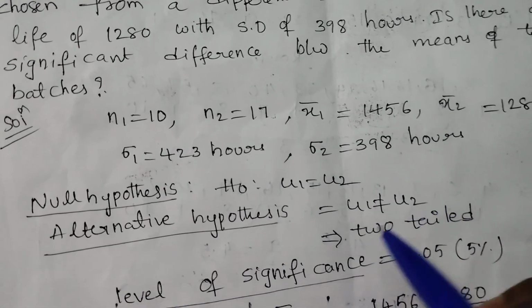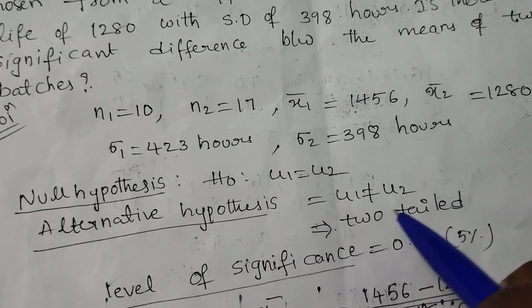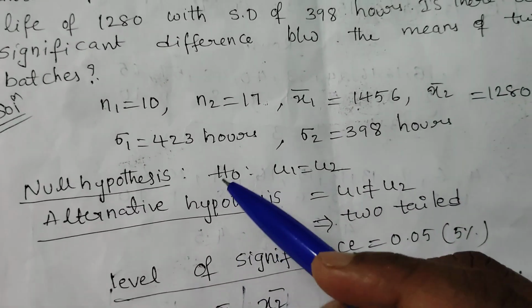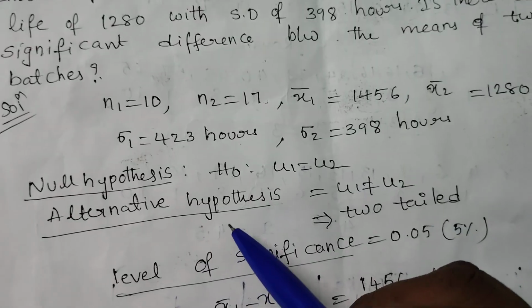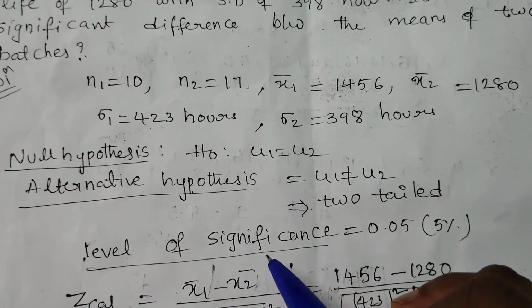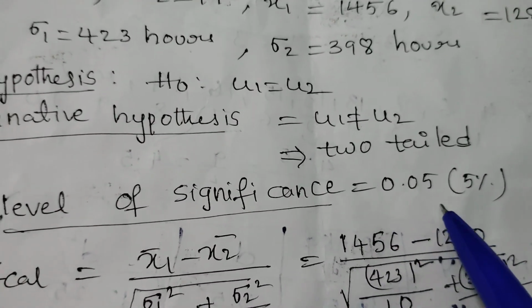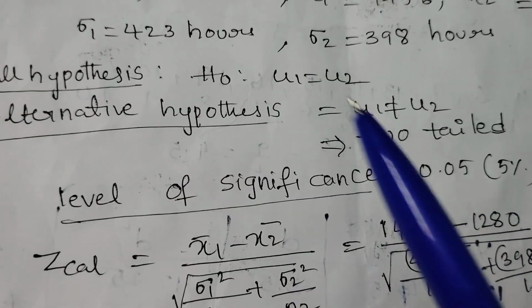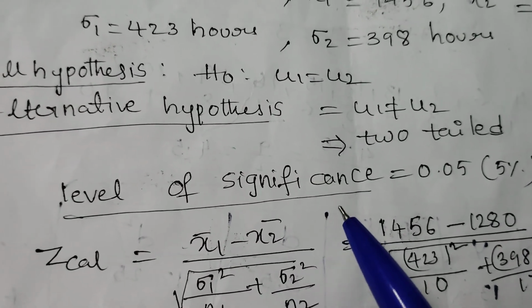So not equal to means we get two-tailed. On two sides we get the critical region, that's why this is two-tailed. Okay, next after the null hypothesis and alternative hypothesis, we need to write the level of significance. In the question they did not give the level of significance, that's why we can take the standard level 0.05, that means 5%.